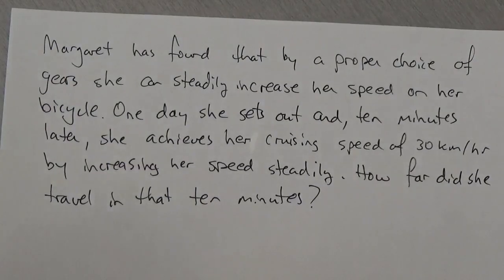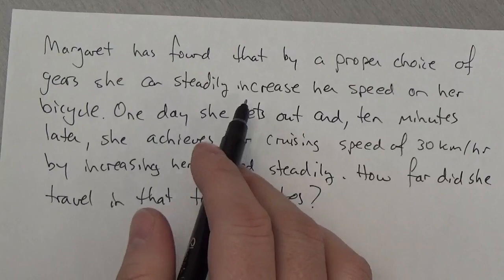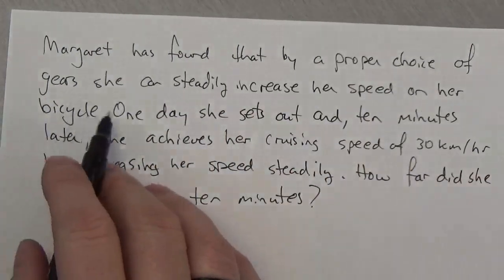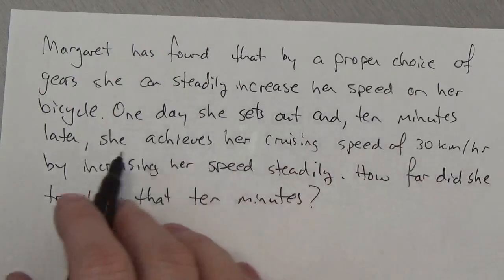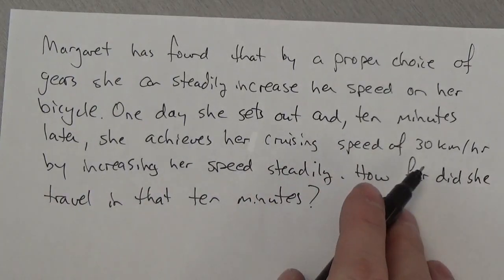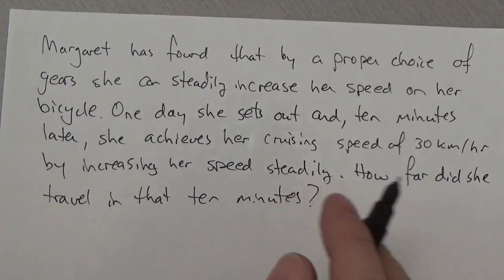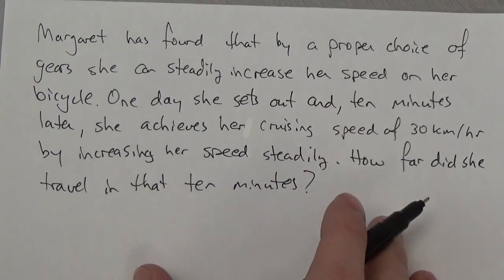Okay, everyone, let's take a look at this question. It says, Margaret has found out that by a proper choice of gears, she can steadily increase her speed on her bicycle. So one day she sets out, and 10 minutes later she achieves her cruising speed of 30 kilometers per hour by increasing her speed steadily. Now, how far did she travel in that 10 minutes?